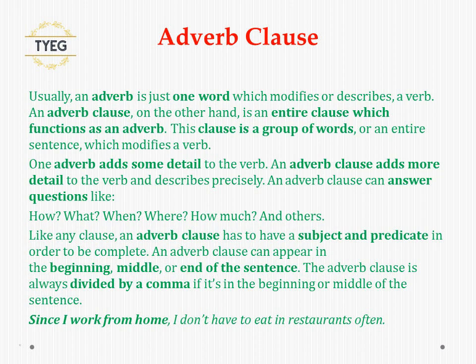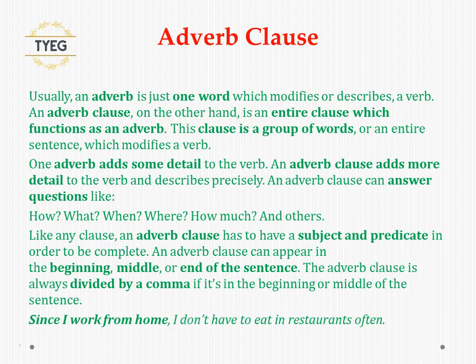Adverb clause. Usually, an adverb is just one word which modifies or describes a verb. An adverb clause, on the other hand, is an entire clause which functions as an adverb. This clause is a group of words, or an entire sentence, which modifies a verb. One adverb adds some detail to the verb. An adverb clause adds more detail to the verb and describes precisely.